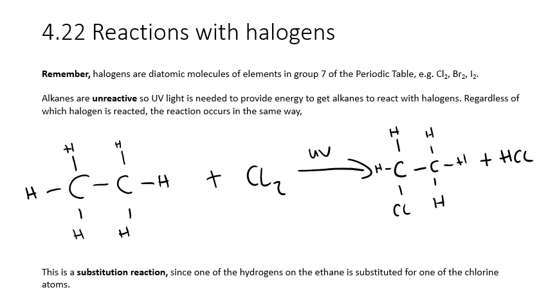Now regardless of which halogen you use, the reaction occurs in the same way. So what you have is your alkane and your halogen, and then one atom from that diatomic molecule gets substituted for one of the hydrogens on the alkane. As you can see here, we've replaced this hydrogen with the chlorine, and the hydrogen has come off and bonded to the remaining chlorine, forming hydrogen chloride, or HCl. That's why we refer to it as a substitution reaction, because we've substituted one of the hydrogens for a chlorine.